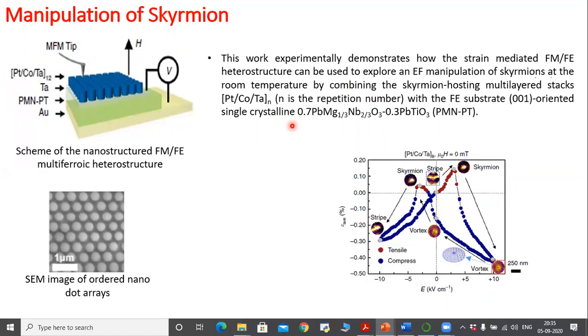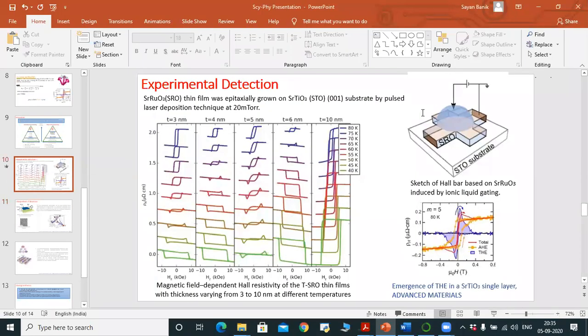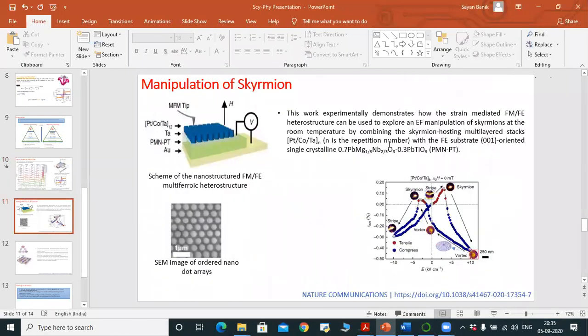So is there any more question? Shuparno, I am sorry that I couldn't clear your question, but right now I don't have anything to show you about the switching of the skyrmions. Yeah, sure, we can discuss it later on sometime. Yes, no problem.